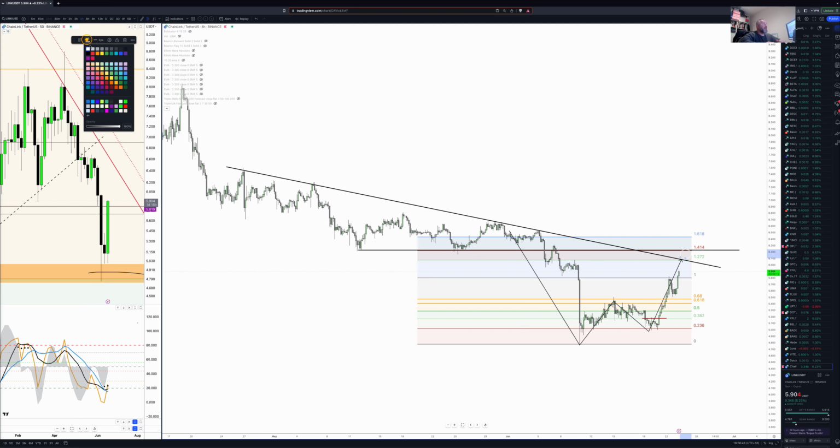Actually, let's get the color out. So if this breaks through and hits the 1.414, we're going to have a bit of a squeeze there. So the retest is a good place to enter. Jump in here if it breaks through. So I would wait now. No need to jump in.